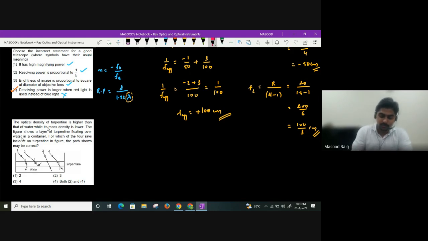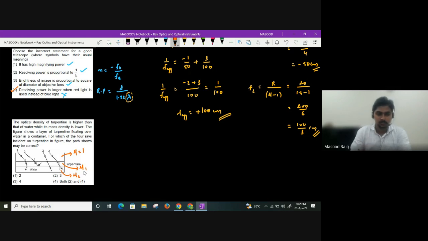So what they are asking, the figure shows a layer of turpentine floating over water in a container. For which of the four rays incident on the turpentine in figure, the path may be correct. See, turpentine has more refractive index because it is optically denser. What is the meaning of optical denser? It has more refractive index, and water will have less refractive index compared to turpentine. So as you can see, a ray is traveling from turpentine to water. So first thing here, which medium is this? You can consider this to be as some air, mu one. What is this medium? Turpentine. You can consider it as mu two.